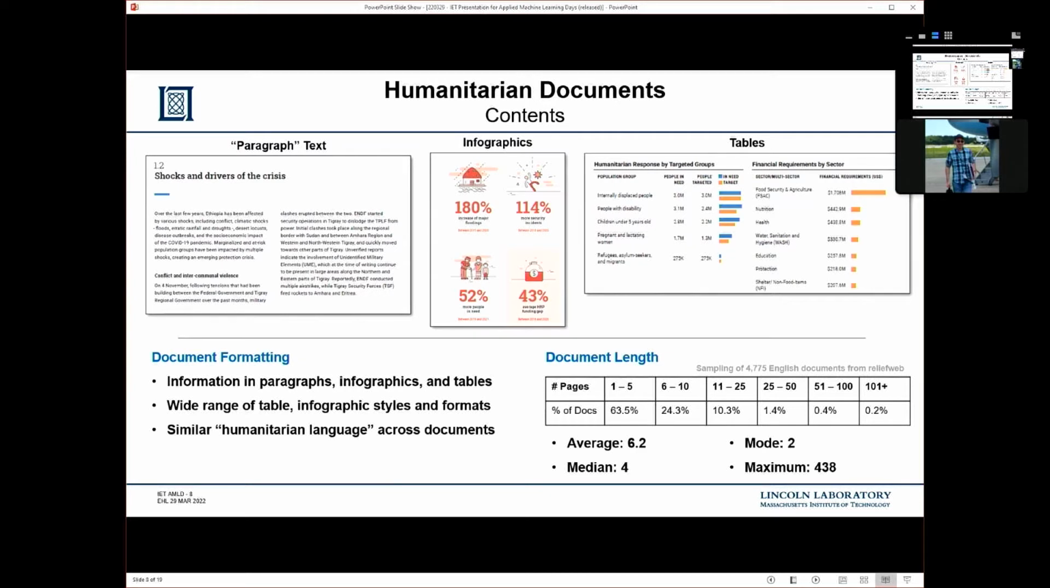But it is worth noting that, at least as far as the documents we've seen, the ones that are written in English, the humanitarian language we're terming it is fairly similar. So the way that you would talk about, for example, displaced people in one document is fairly similar to what you would find in another document, which means that you can program a computer to identify those kinds of indicators within the documents without too much trouble.